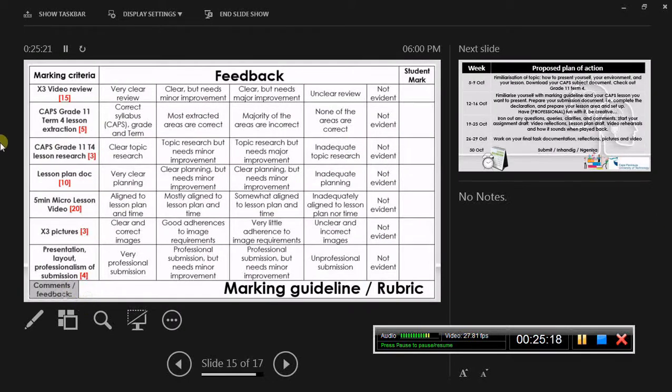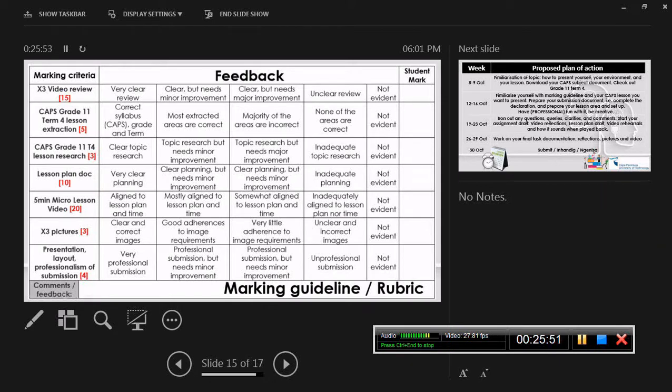This is the marking guideline. With regard to your marks, I'm looking at your video reviews, 5 marks per video. Your CAPS document that you downloaded and extracted, grade 11, term 4. The research that you actually put into the lesson that you have extracted, and the lesson plan document that I'm going to supply you with, you have to just complete it under the various headings.